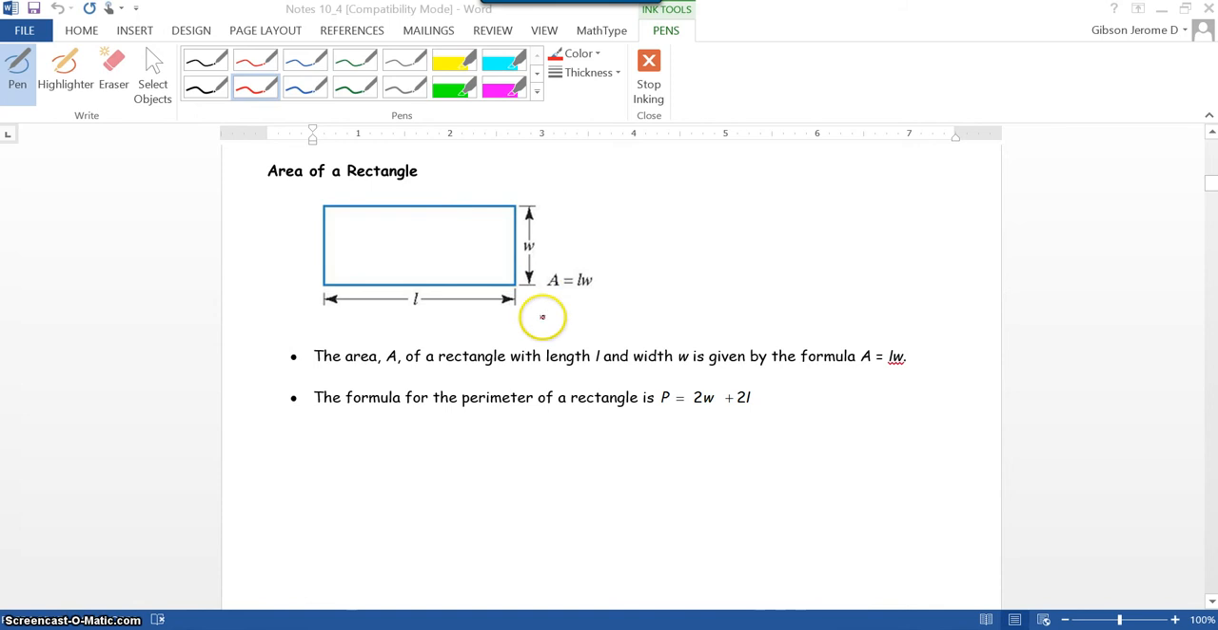The area of a rectangle. Now, the area A of a rectangle with length L and width W is given by the formula A equals LW, or L times W. The formula for the perimeter of a rectangle is P equals 2 times W plus 2 times L.